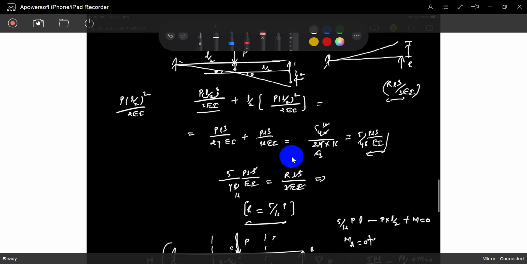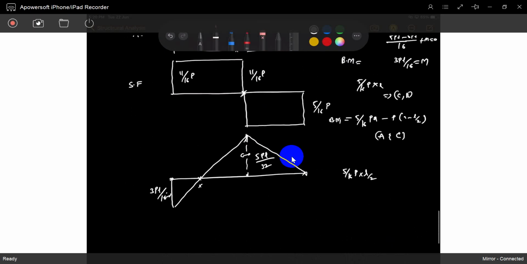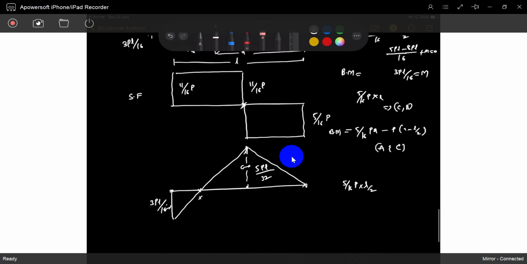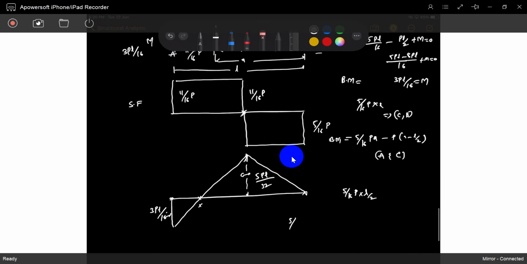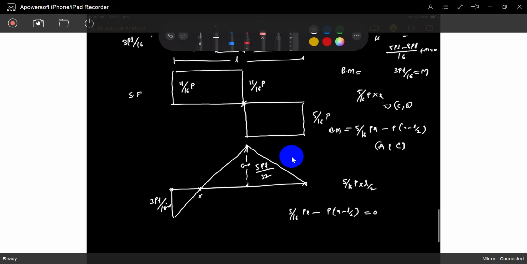Okay, so where it has 0, what does that mean? See, it is the same 5 by 16 P into x, P into x minus L by 2. It is going to be 0 at x equal to what? Minus Px plus PL by 2 is 0.